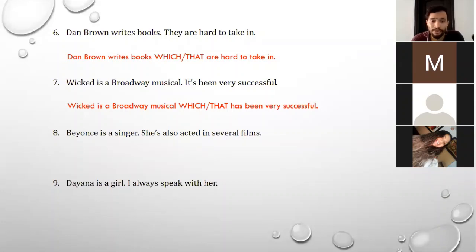Beyonce is a singer. She's also acted in several films. Beyonce is a singer who is also acted in several films. All right, that is incorrect. Take a look here. She's also acted. This is not the verb be. This is has, as in she has acted in several films. Who has, because it's the third person. Beyonce is the singer who has, or that has, acted in several films.